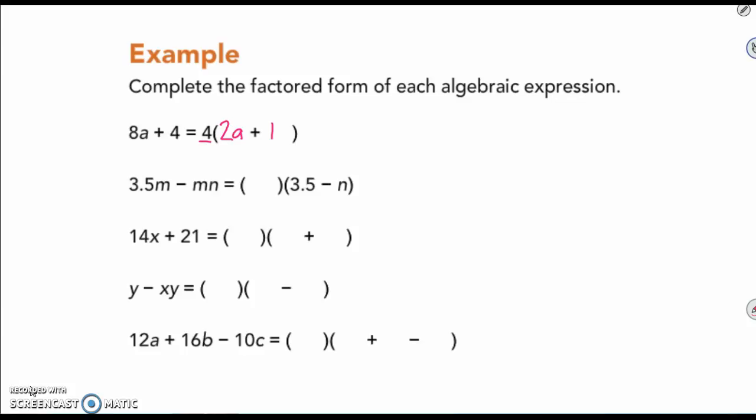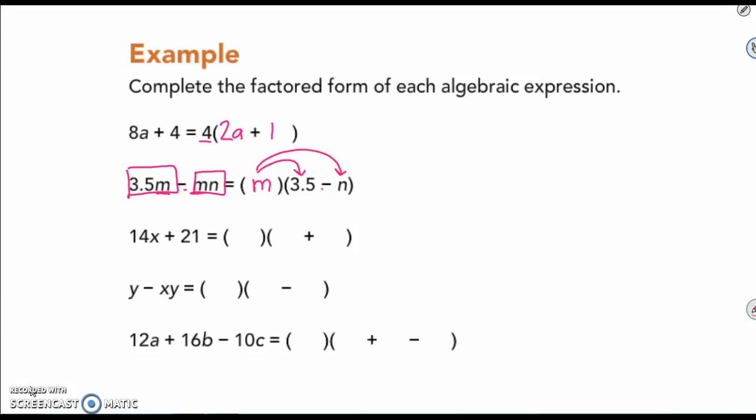For the second problem, we have 3 and 5/10 m minus mn. If you look carefully, you'll see that the only factor they have in common is m. So m goes outside of our parentheses. I know that m times 3.5 is 3 and 5/10 m, minus m times n is mn.